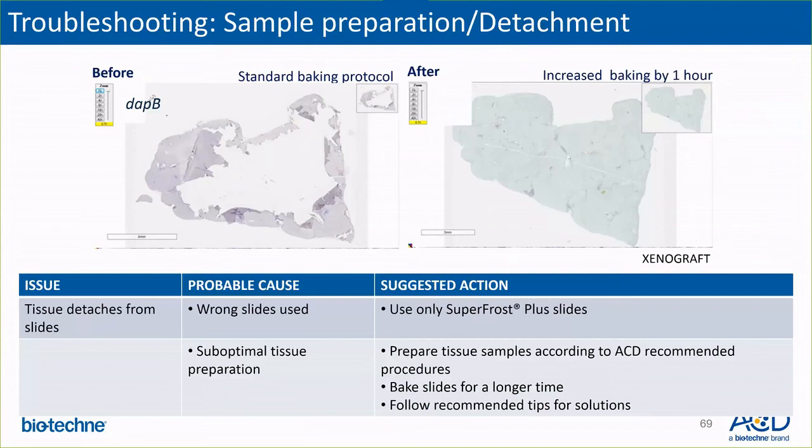Next, we will address the troubleshooting for sample detachment. We recommend Superfrost Plus slides to ensure optimal sample adherence. If you observe tissue detachment, the likely causes are listed here. We have found that adding an additional baking step can mitigate this issue. I will review the additional baking steps incorporated for FFPE and fixed frozen samples, which can also apply to all the different assay types.